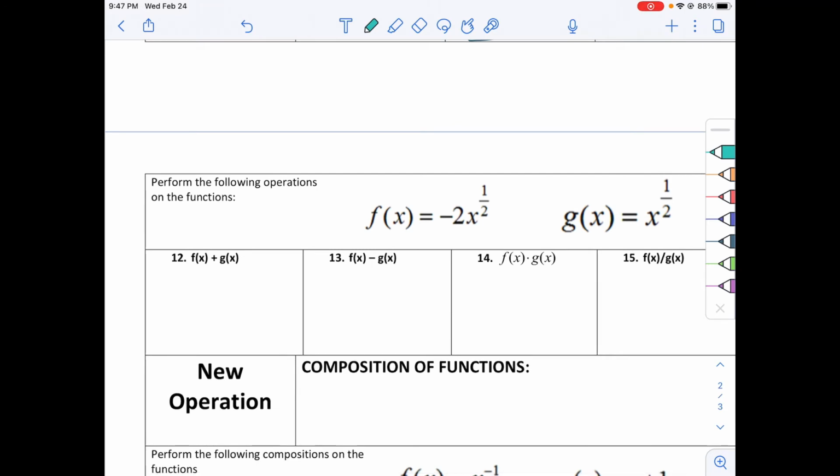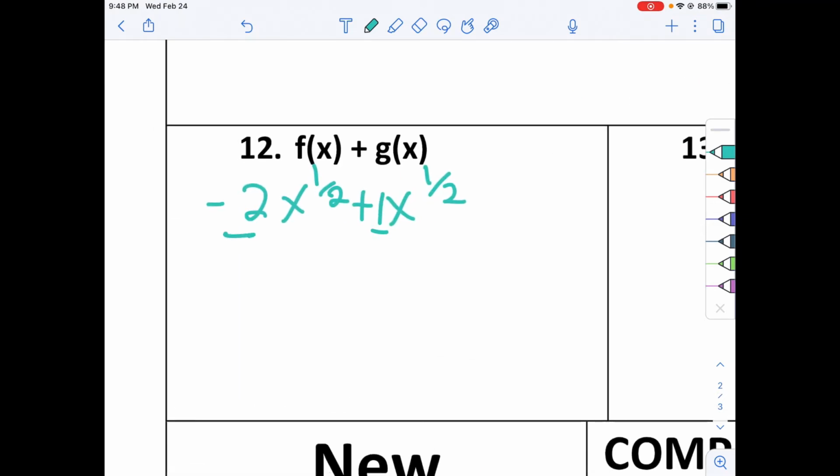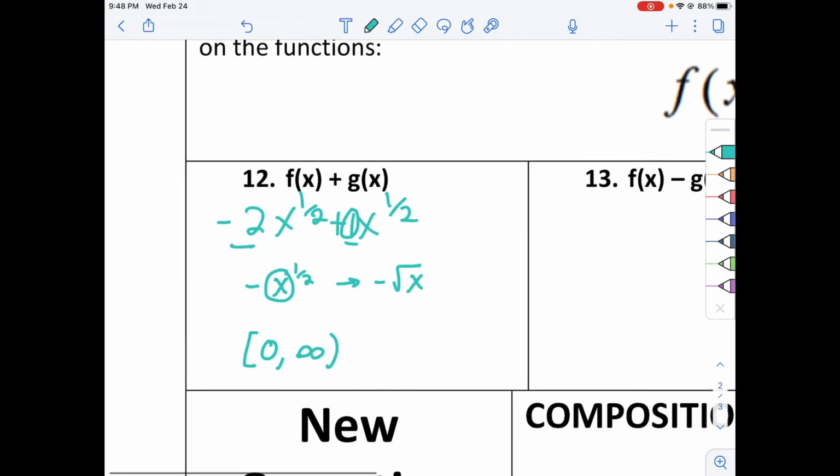So in this case, we have f of x plus g of x, so that's negative 2 x to the 1/2 plus g of x, which is just going to be x to the 1/2. So we do the negative 2 plus the 1 that's here, so that's negative x to the 1/2. We can't plug negative numbers into that equation. We could plug in 0, though, so we say 0 to positive infinity, right? Because this is the same thing as negative square root of x. We can't plug in anything smaller than 0 into a square root.